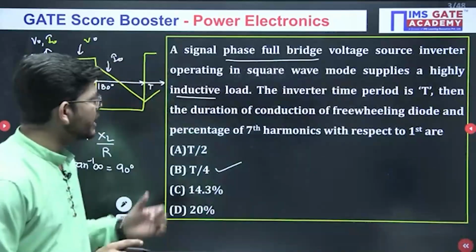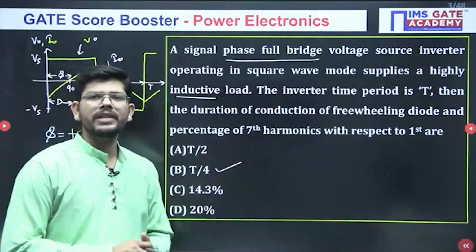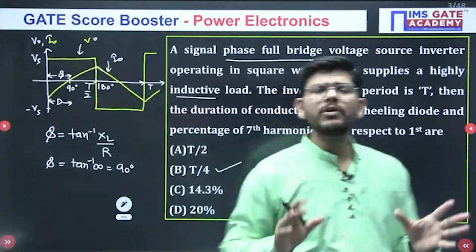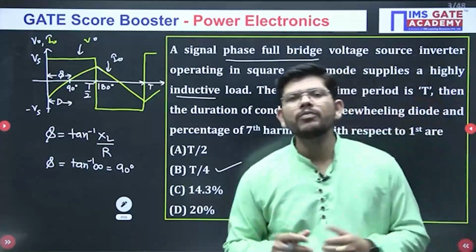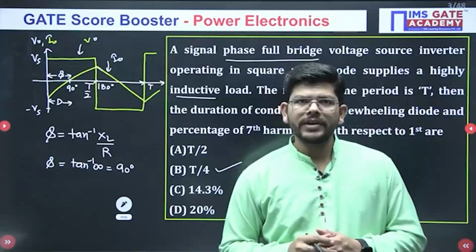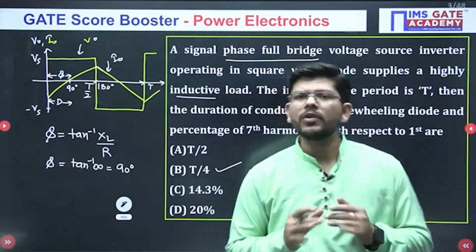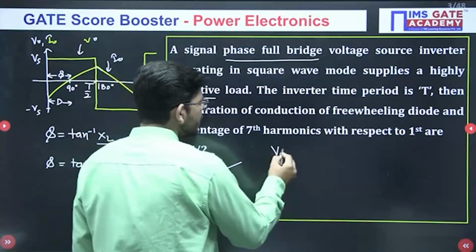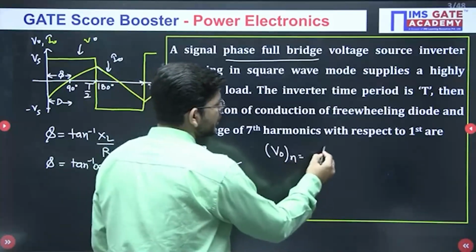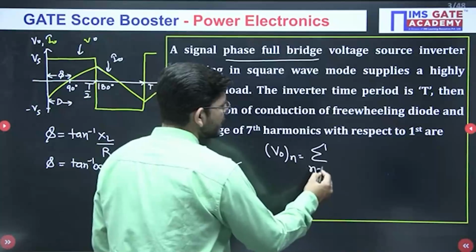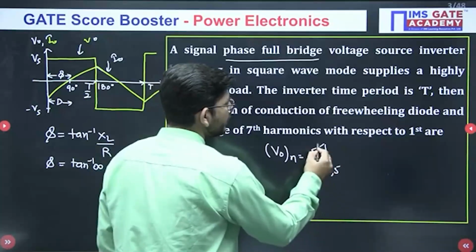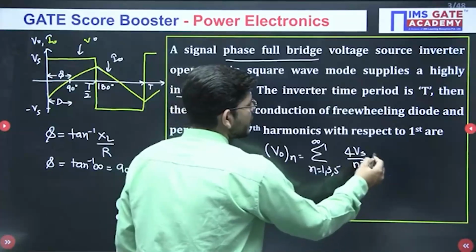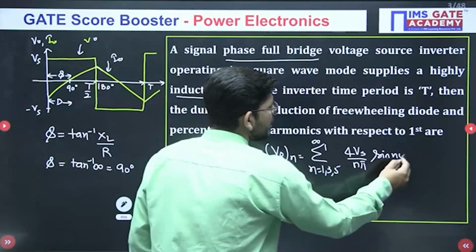The next thing that we have to calculate is the ratio of the 7th harmonic with respect to the first harmonic. Have a look at the output voltage. What type of output voltage are we having? The output voltage is a pure square wave, isn't it? So, for a square wave, what is the Fourier series expression? You know that if you write the Fourier series expression, you will get this expression: sum over n equals 1, 3, 5 to infinity of 4Vs over n pi times sine of n omega t, isn't it?